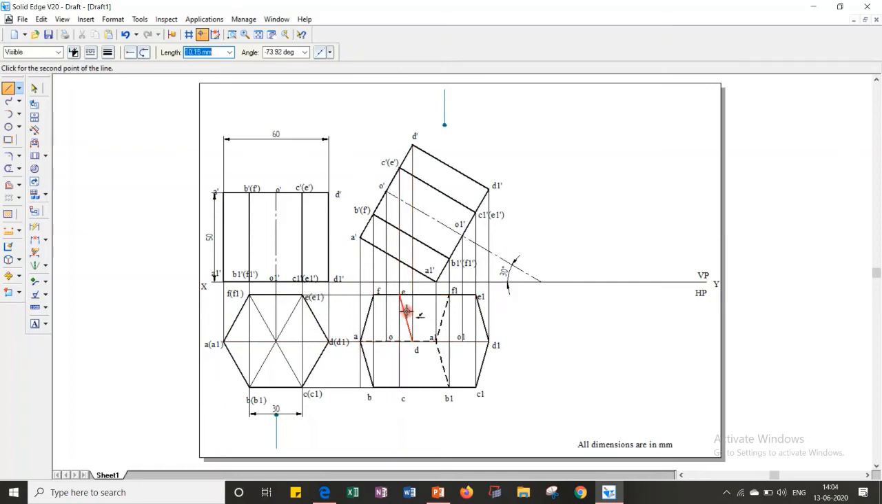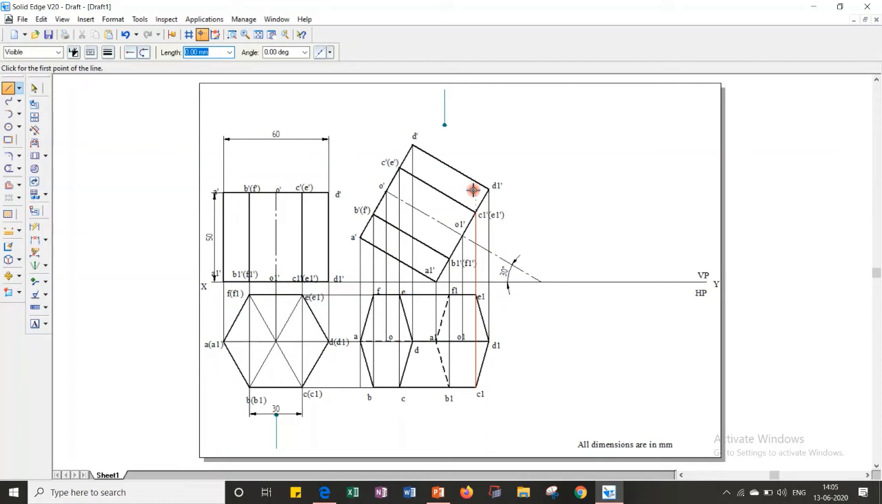D to E, D to C, and the last line D to D1. So that completes the second view, or second step, in this problem.